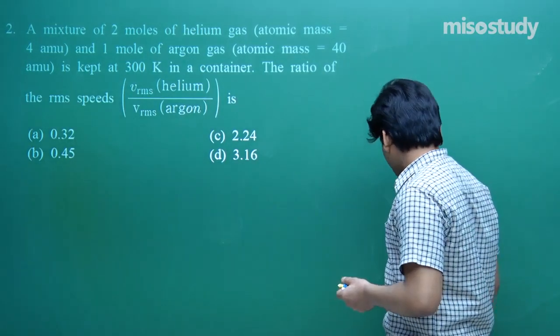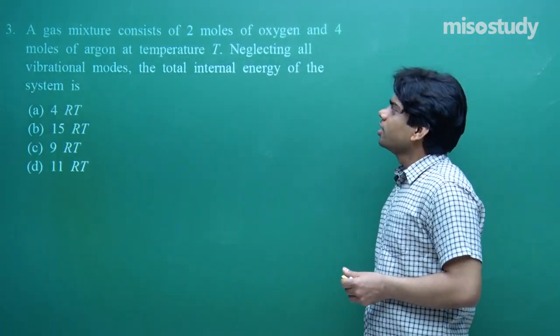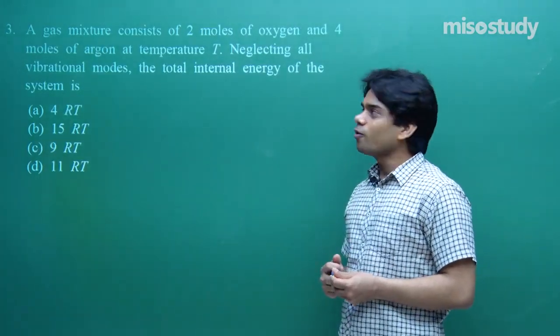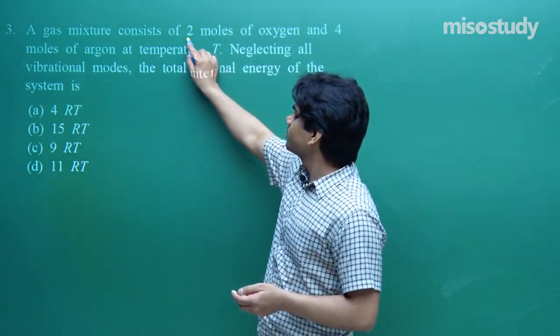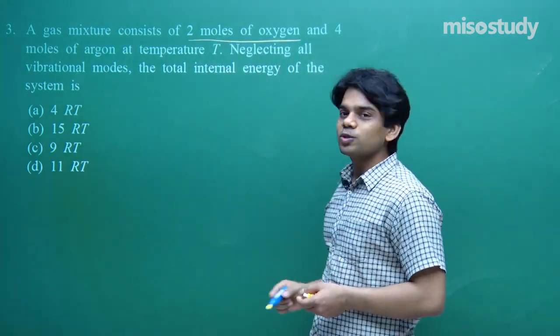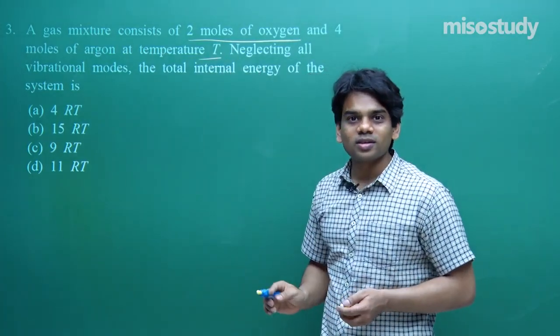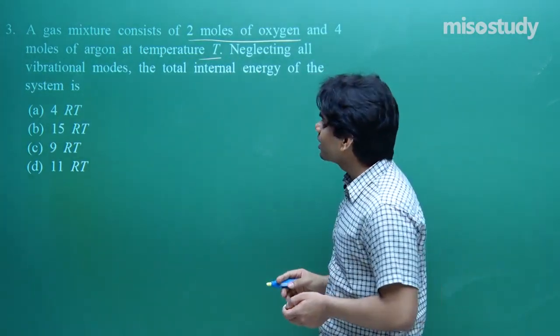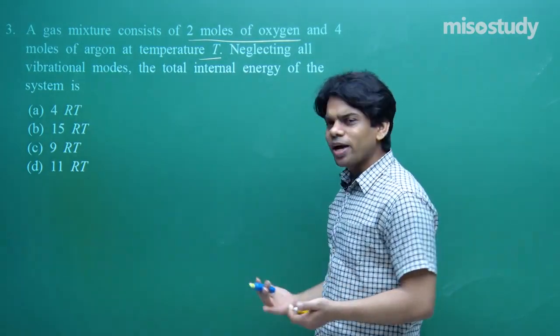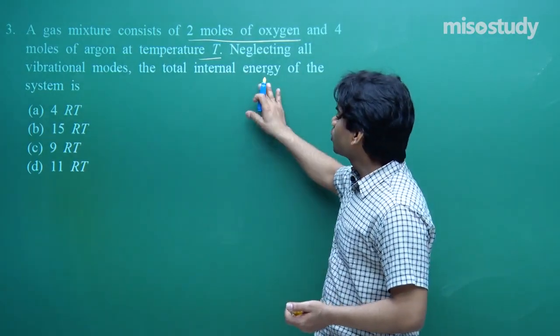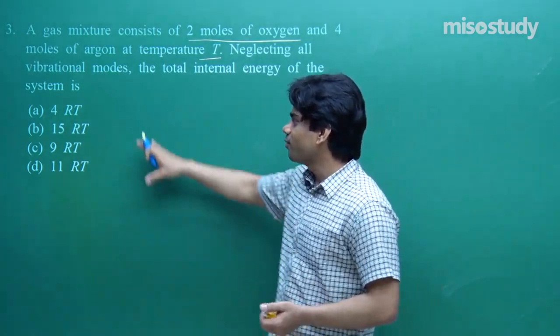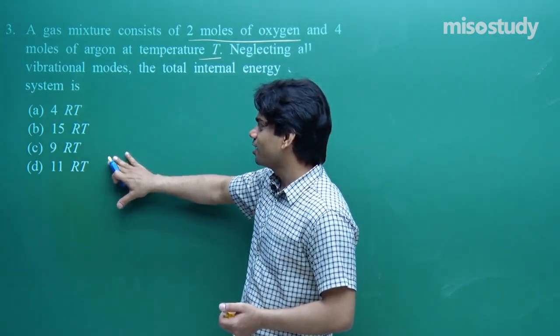Next question, question number 3. A gas mixture consists of 2 moles of oxygen and 4 moles of argon at temperature T, neglecting all vibrational modes. The total internal energy of the system is: A 4RT, B 15RT, C 9RT, D 11RT.